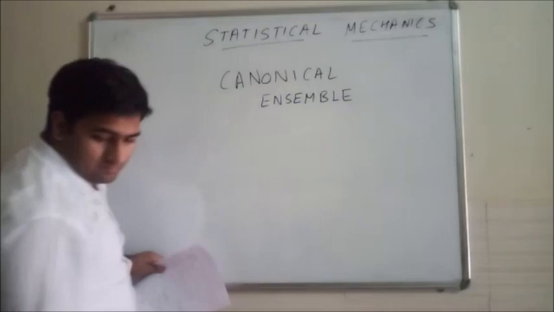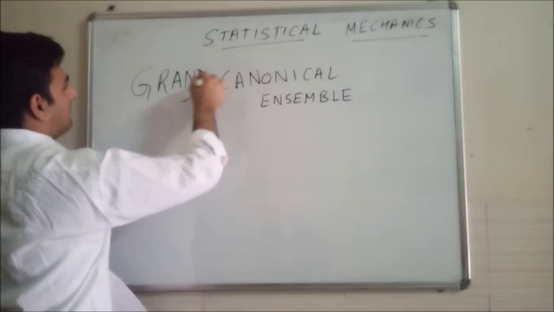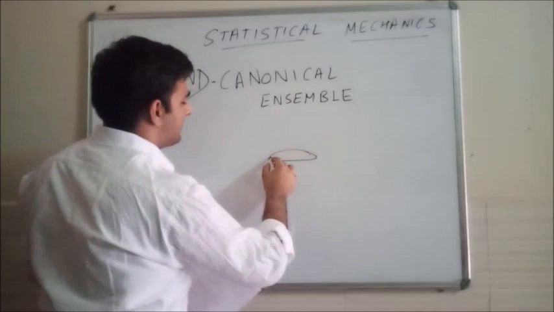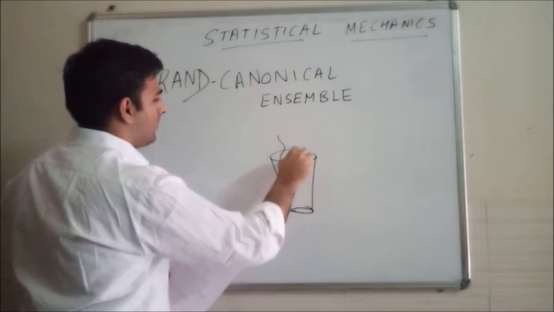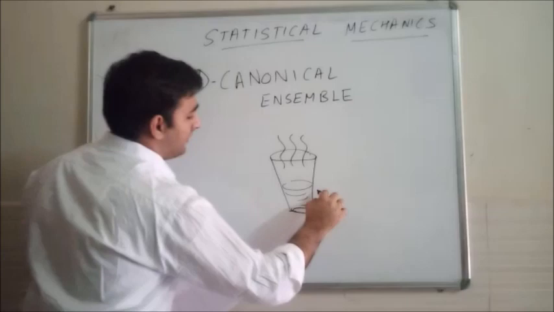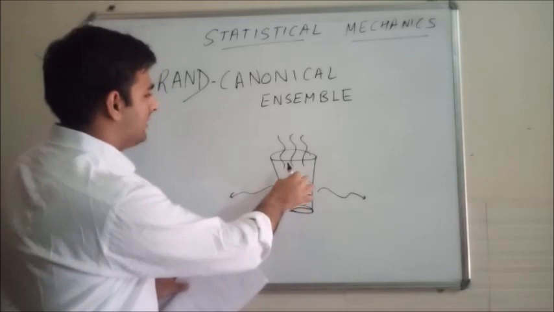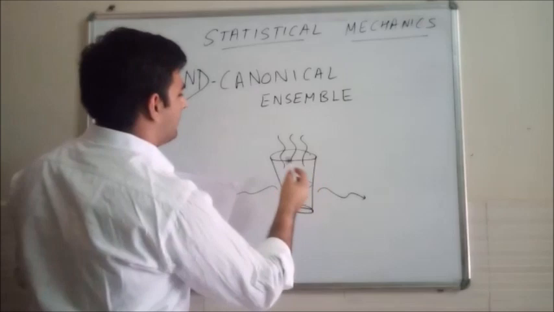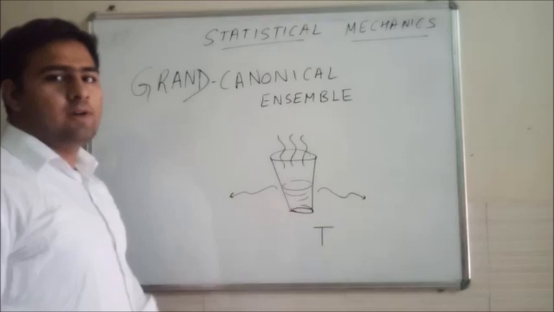So that's the grand canonical ensemble. In this ensemble, we open the lid. So that's a glass made of conducting walls, and we allow the water molecules to escape. We will conduct heat by various sources, by radiation, conduction or by convection. In this case, when thermodynamic equilibrium is reached, it is specified by the temperature.